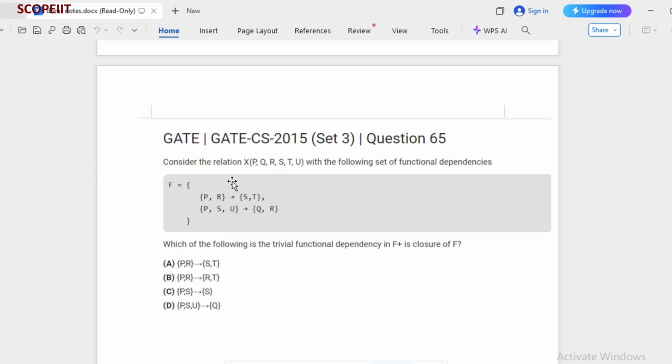Now don't overthink all this. You can answer this question directly. See options A, B, C, D. If you see option A, S and T are both not present on the left hand side. So A is not the answer. Check for R and T: R is present on the left hand side but T is not present. Check option C: here S is present on the left hand side. So the correct answer for this question is option C, because all elements of the right hand side are present on the left hand side. I hope it's clear. So this is all about basic functional dependency. It is of two types, trivial and non-trivial.